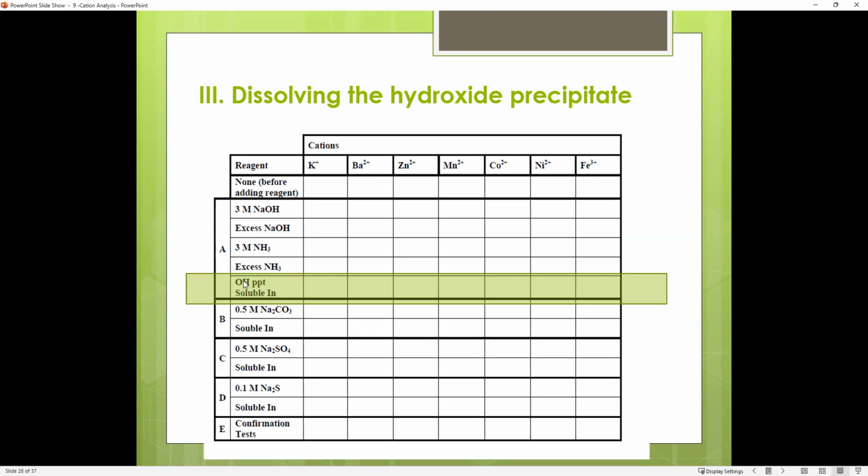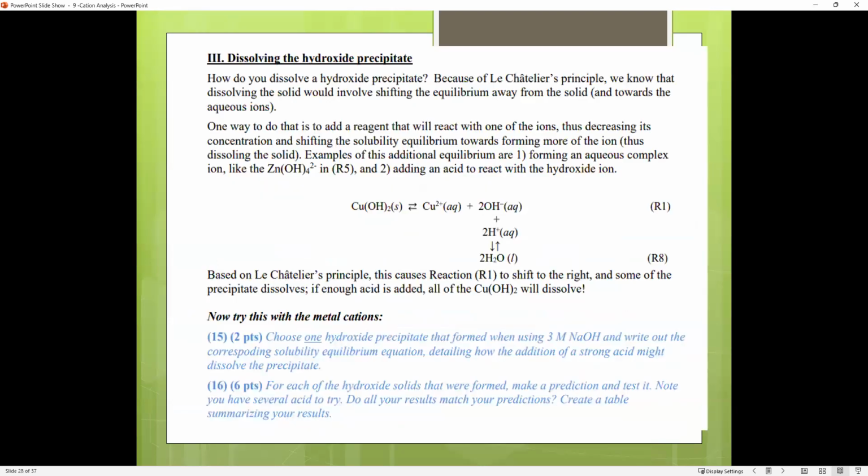Okay, so the final step here is you're going to keep those hydroxides and then try to dissolve them with acid. So in theory, from the equilibrium lab, we should be able to push this either way. If we add more hydroxide, then we drive it this way. If we remove hydroxide by adding acid and neutralizing it, we could drive it the other way. So you choose one and show how the addition of a strong acid can dissolve the precipitate.